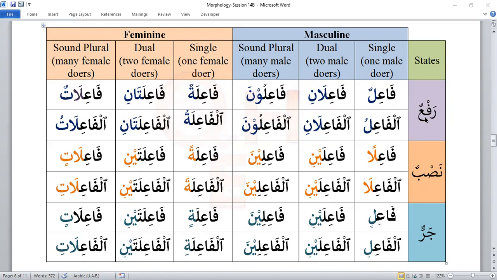Okay, so let's go over. First we are going to go over the default state, rafa. For the singular male doer, we already saw the conjugation in the previous chart. The conjugation is fa'ilun. What's the base conjugation we learned? Fa'il. So fa'il is there, and the ending will be dhammatan. I'm also showing it with the definite particle. And as we know, when you have a definite particle at the beginning of a noun, there won't be any tanween, any double vowels. The double vowels and the definite particle don't coexist. So fa'ilun will be al-fa'il. This is singular at the default state.